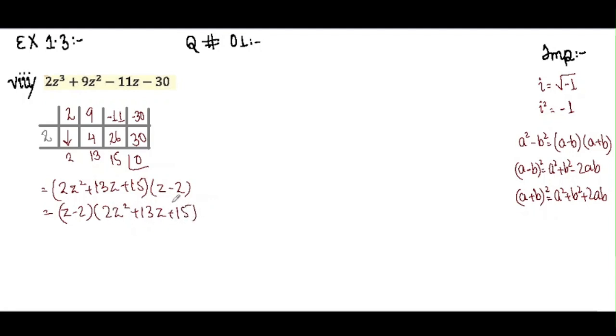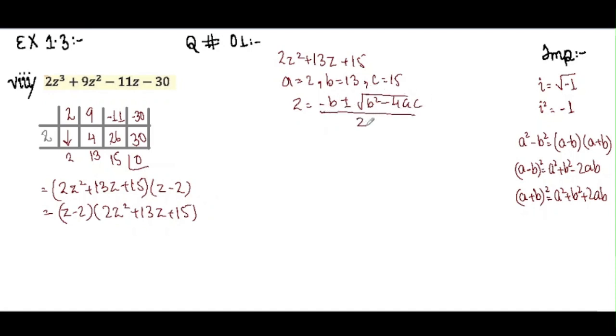Now we are going to use the quadratic formula to solve this. 2z square plus 13z plus 15. Now a here is 2, b is 13 and c is 15. z equals minus b plus minus square root of b square minus 4ac, whole divided by 2a. You know what this formula is called? Yeah, it is the quadratic formula.